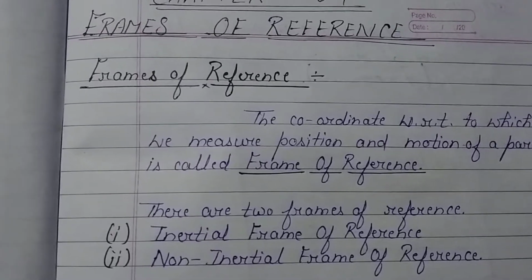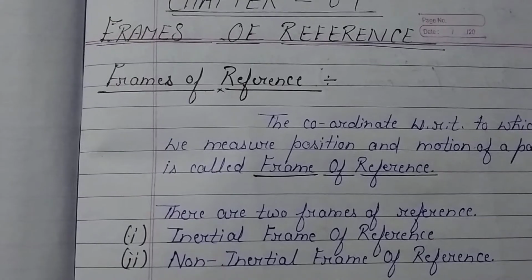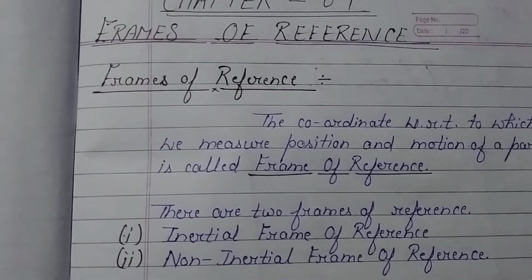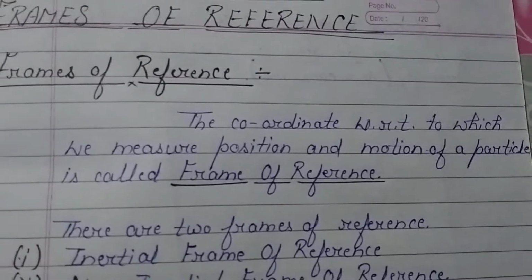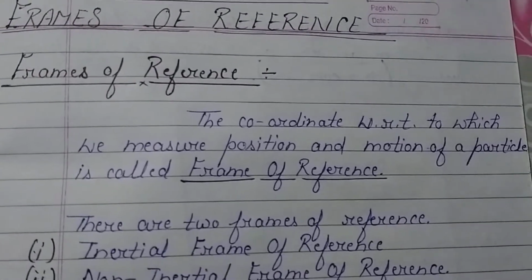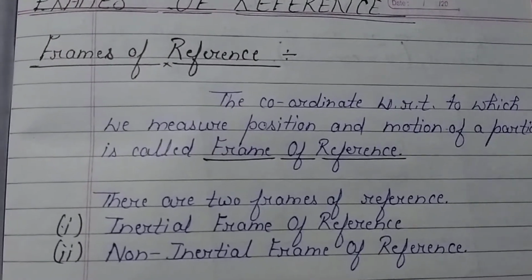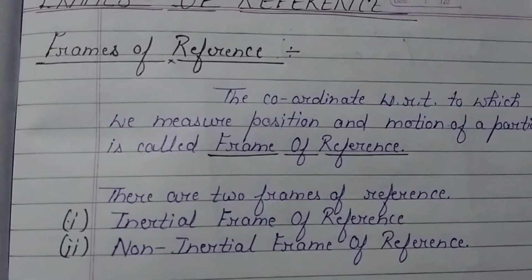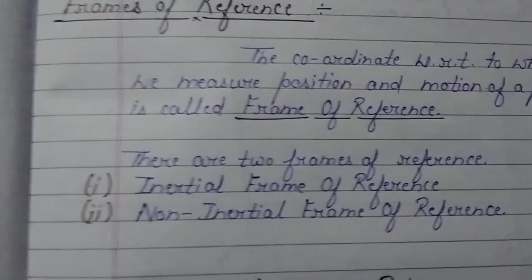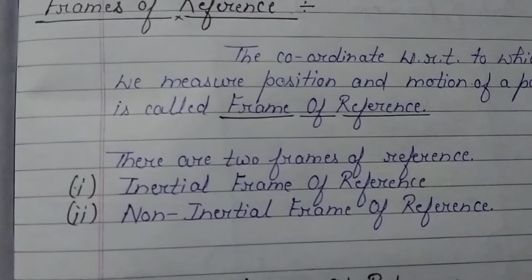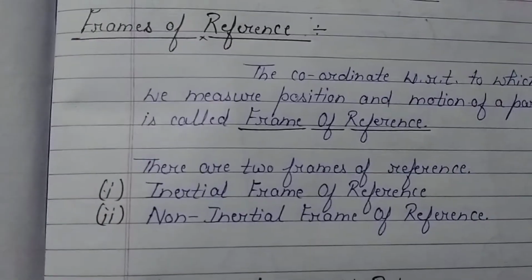First of all, we are going to learn frames of reference. So, what is a frame of reference? The coordinate with respect to which we measure the position of a particle is called a frame of reference. There are two types of frames of reference. First is the inertial frame of reference and the second one is the non-inertial frame of reference.